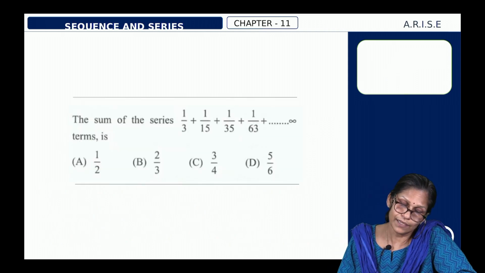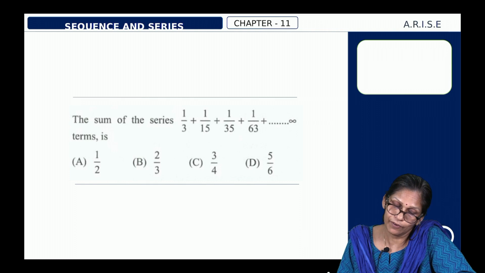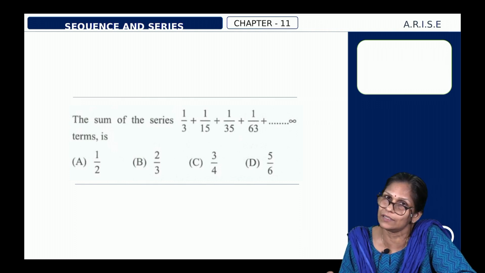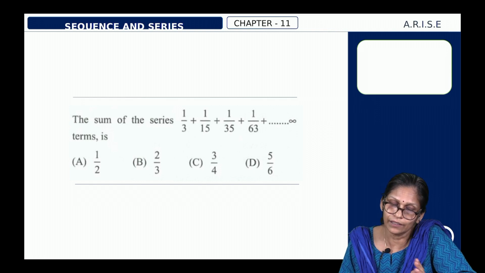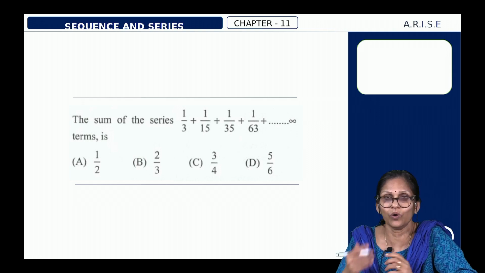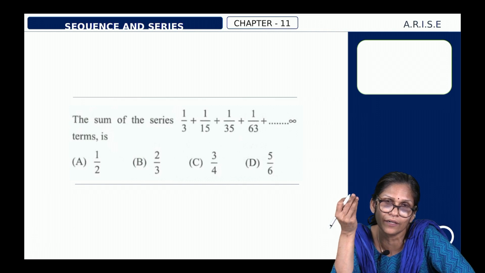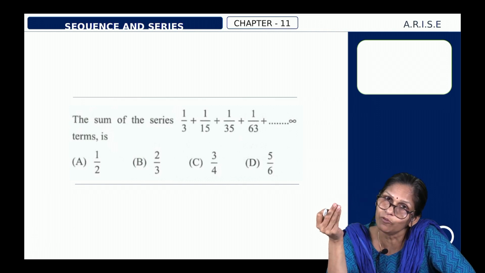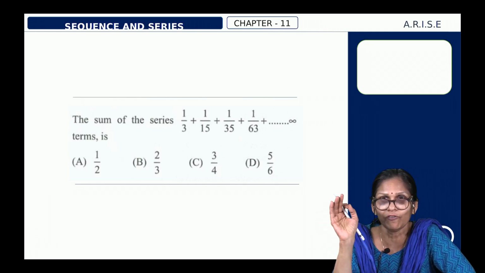Now, sum the series 1 by 3 plus 1 by 15 plus 1 by 35. Basically, if you get the format of this, it is easy. I think terms like 35 and 63 should give you the clue. What was 35? What strikes you when you see 35? 5 into 7. 63 would be 7 into 9. So, you know the format now.